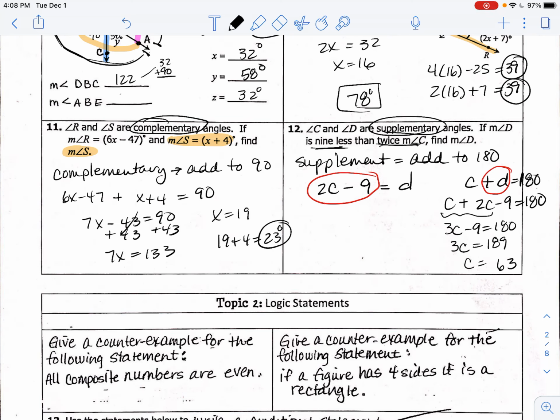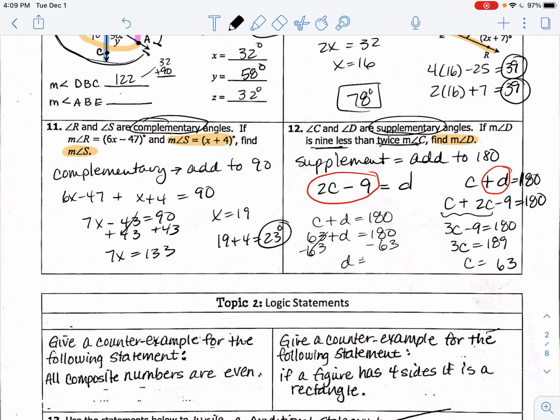I don't know what D is, though, and that's my question. Find the measure of angle D. Well, I do know that C plus D equal 180, and if C is equal to 63, I can figure out what D is by subtracting 63. And so D is equal to, well, 180 minus 63, 117.